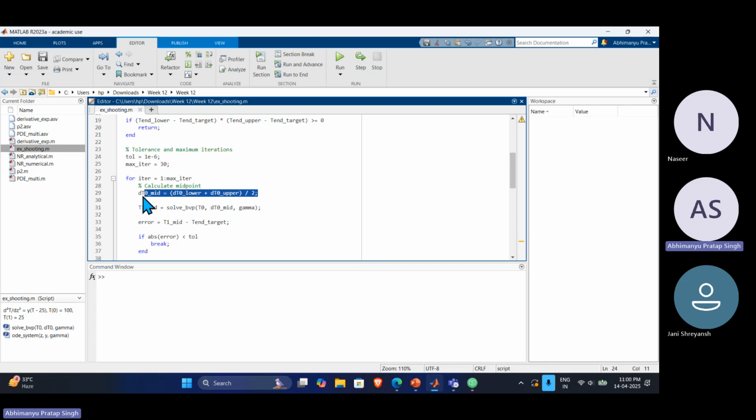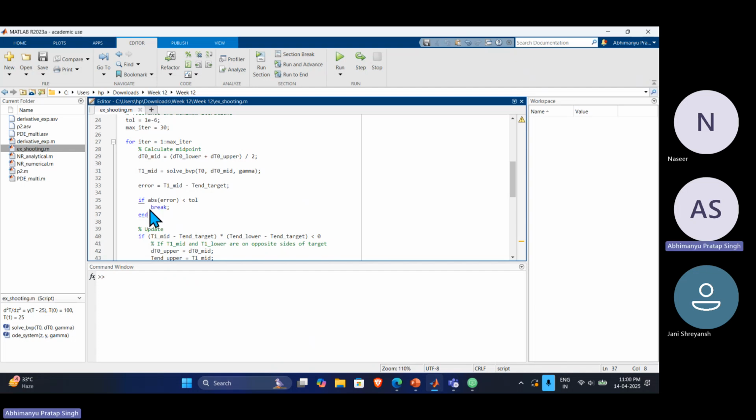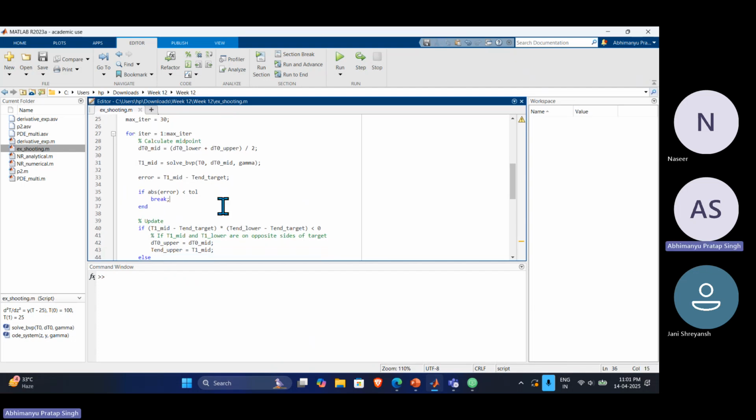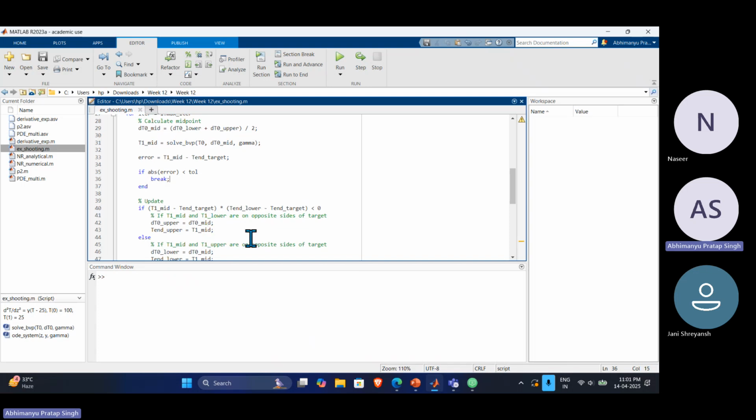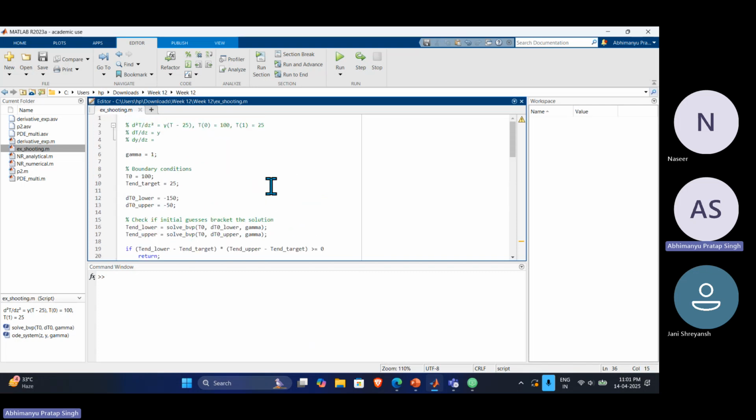So I will calculate the midpoint first between those two lower and upper boundaries, and then I will solve the boundary value problem for this midpoint. I will calculate my error, and then I will just check if the error is less than my tolerance or not. If it's less than my tolerance, then I will break out of this for loop and end the program. Otherwise, I will again check for this condition, right?